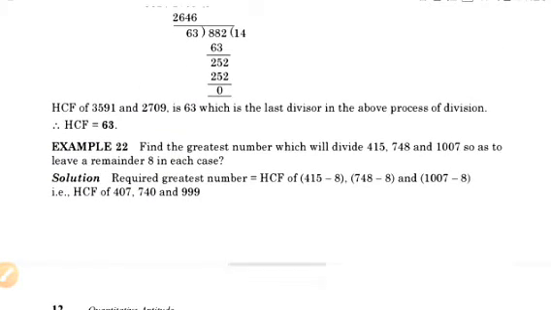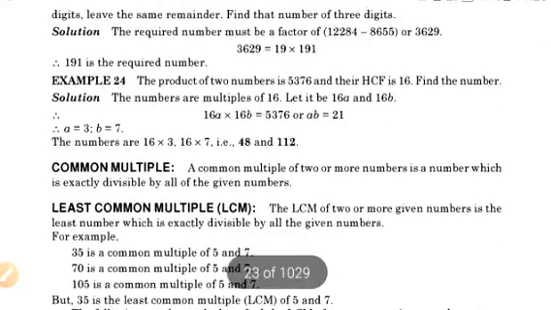So I think you people have learned the concept very well for whole numbers as well as for decimals and fractions. Now we are moving towards how to find the LCM.